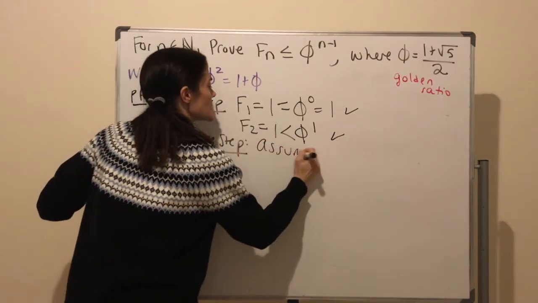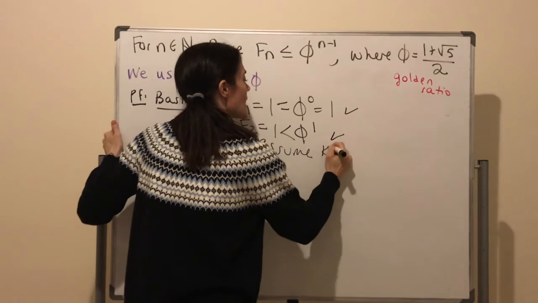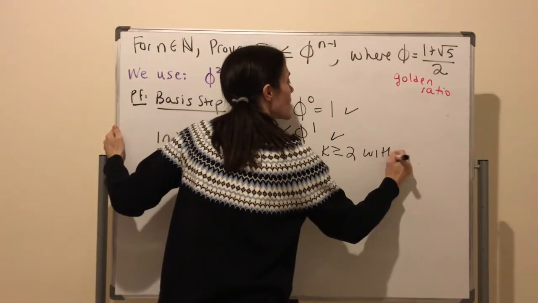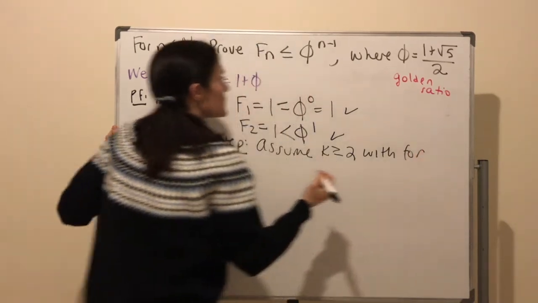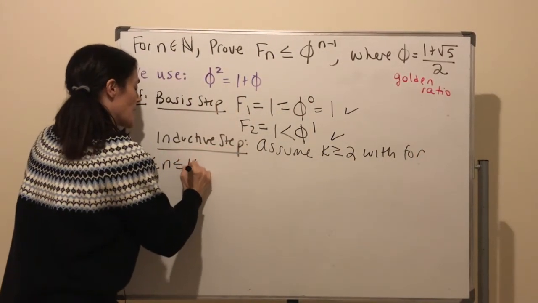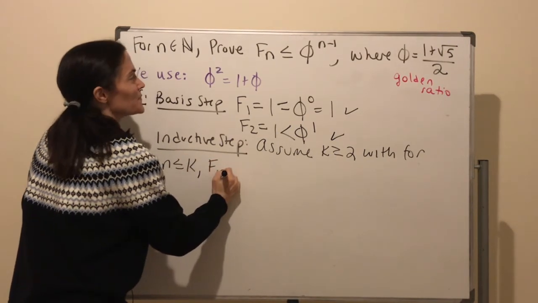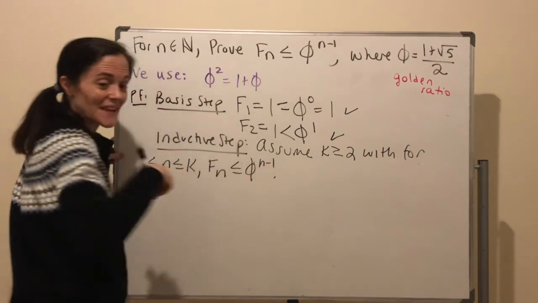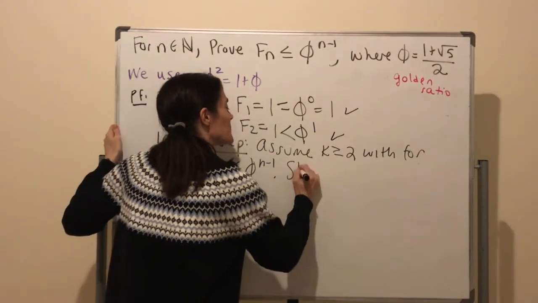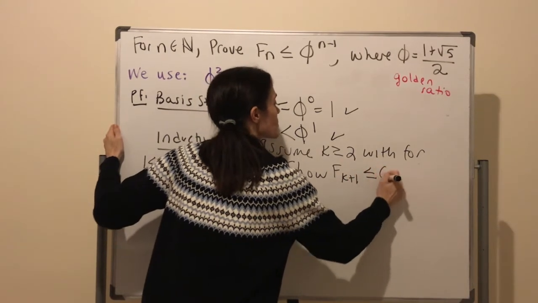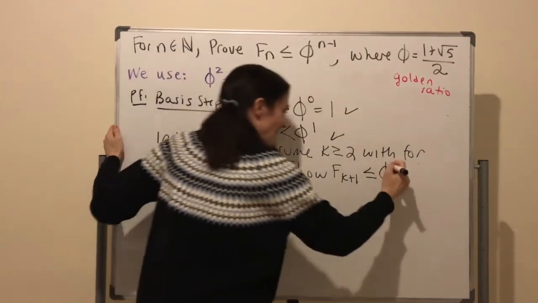Now for the inductive step, we assume k is bigger than or equal to the highest thing we proved with 4. Well, this would be 1 less than or equal to n less than or equal to k, fn is less than or equal to phi to the n minus 1. And then we need to show fk plus 1 is less than or equal to phi to the k.